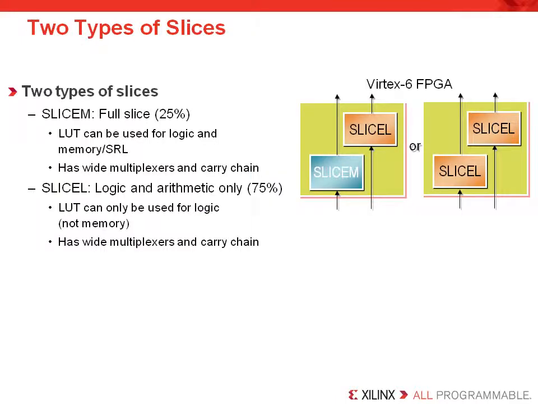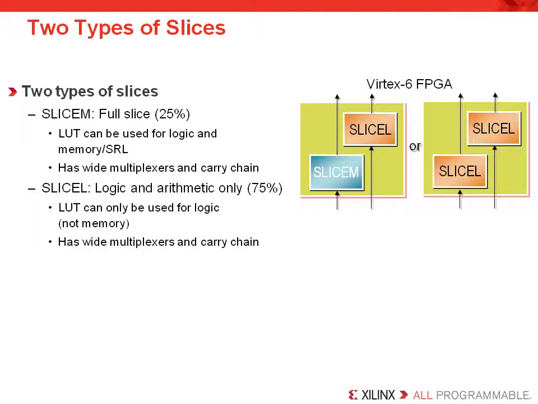So now that we know that each LUT has 3 different configurations, logic, distributed RAM, and the shift register LUT, we can discuss the 2 types of slices in Virtex-6. There is the SLICEM, which is the full slice, and is about 25% of the available slices in your device. In this case, the LUT can be used for logic, memory, and the shift register LUT. It also has access to the wide multiplexers and the carry chain. The rest of the slices are SLICEL, which are logic and arithmetic functionality only. So the LUT can only be used for logic. There's no distributed memory resource there. It also has wide multiplexers, and of course the carry chain is associated with it.